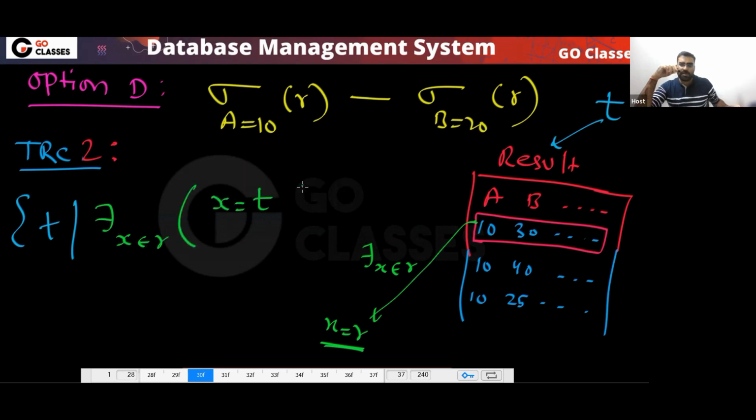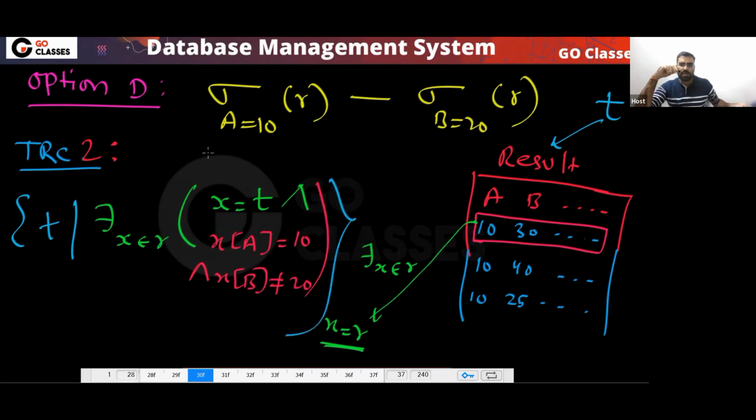So there exists a tuple X in R such that X equal to T. And what should happen? XA is equal to 10 and XB is not equal to 20. Correct? This is your answer. Did you get it? See, very simple, right? So this will be your TRC2 query.